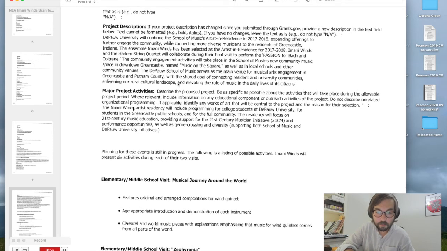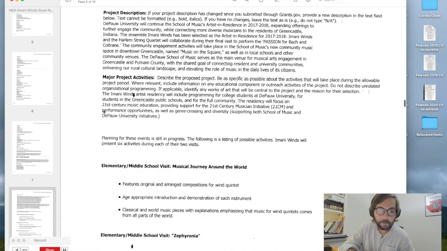And then this has a separate section for major project activities, where there's going to be much more detail about what those activities are. So the Imani Winds residency will include programming for college students, Greencastle Public School students, and the full community. This is a nice formal trick. First of all, it's just very clear.